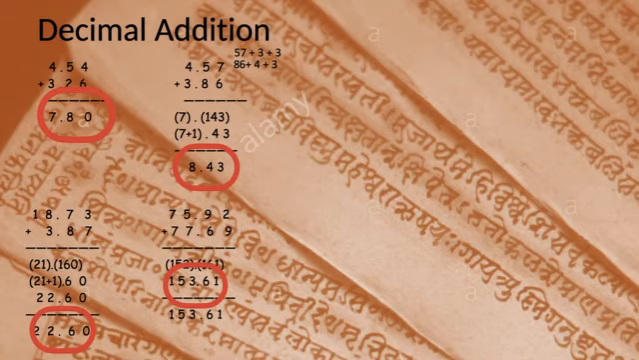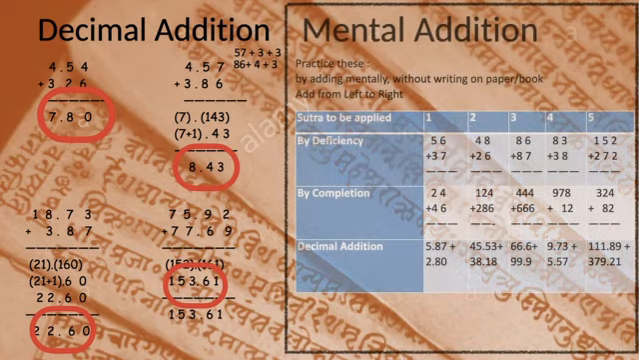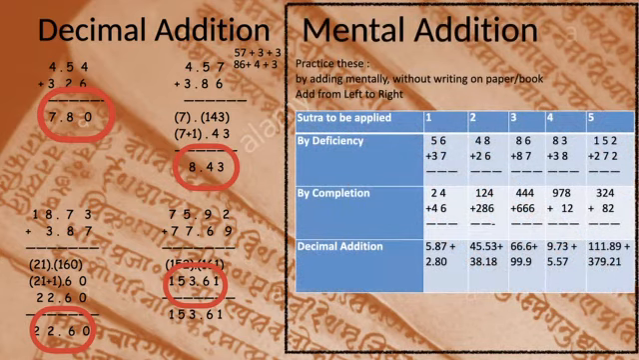So try these mental additions. Try to do it in your mind without writing it out on paper. Add always from left to right. This is a practice table for application of the 2 sutras we have learnt until now, by the deficiency and by completion, and apply them to decimal addition as well.